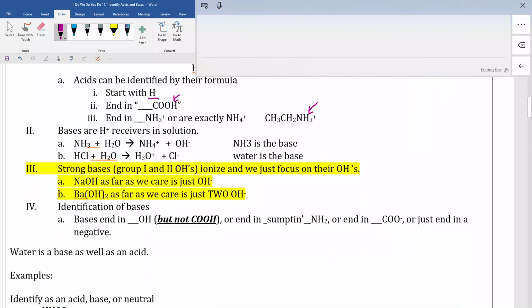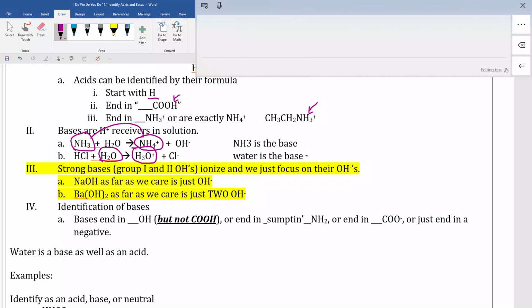Bases are H positive receivers in solution. So if NH3 is the base, this must receive an H positive. NH3 combined with H positive makes NH4 positive. And that's what happens. Water is the base here, so water has to receive an H positive. H2O mushed with H positive makes H3O positive.